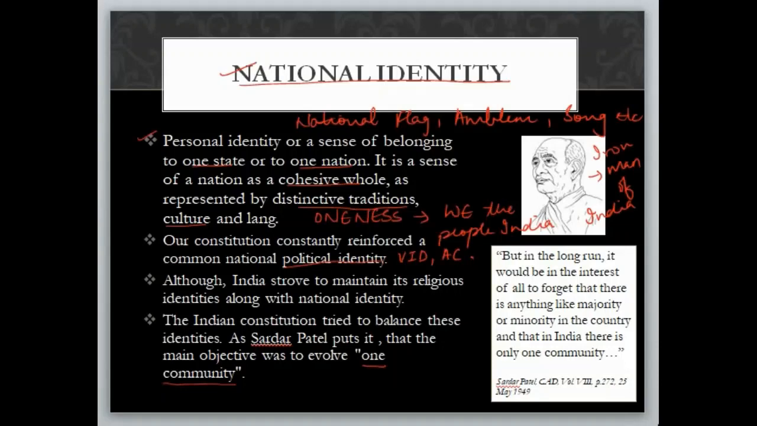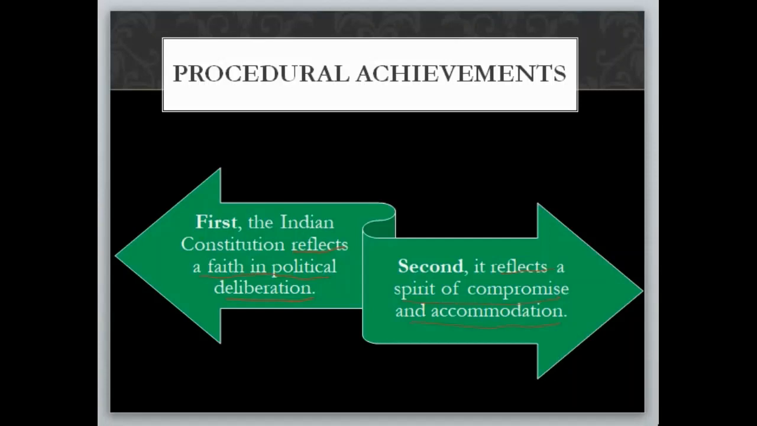So, with this, we come to the end of all the core provisions of our constitution. Next, we start with the procedural achievements, and these can mainly be done in two ways. The first is that the Indian constitution reflects a faith in political deliberation. By this we mean that our constitution focuses on the politics of a country, that is how a representative needs to govern the country, how he needs to serve the country, what should be the rights of the citizens, and what should be their duty towards their country as well as towards the nation. Everything has been clearly mentioned in our constitution. That is why our political leaders have faith in it and deliberately follow it as it is.